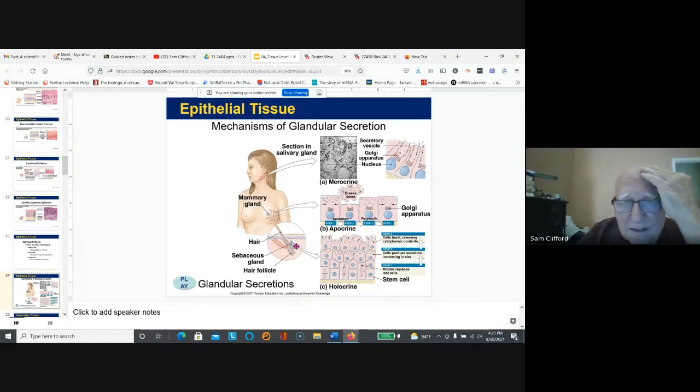So you can have wax secreted onto hairs, mammary glands secrete milk, salivary glands. Those are examples of glandular secretion. So apocrine, for instance, mammary gland tissue. I'm not going to ask you about these different types. All I want you to know is that epithelial tissue makes up glandular tissue.